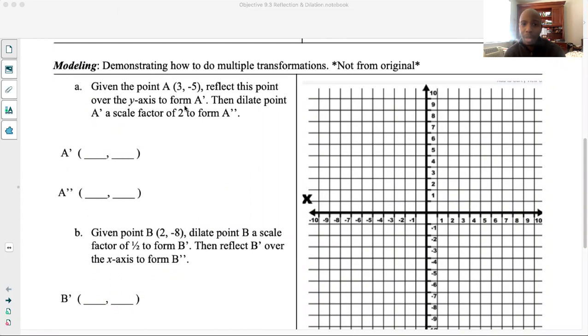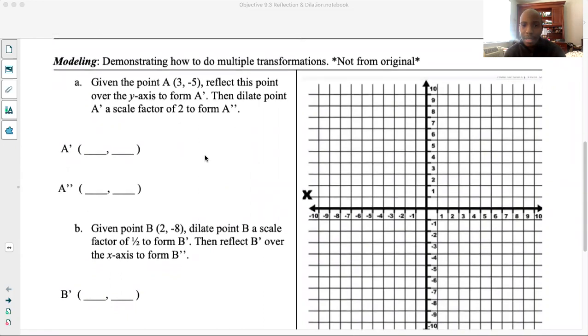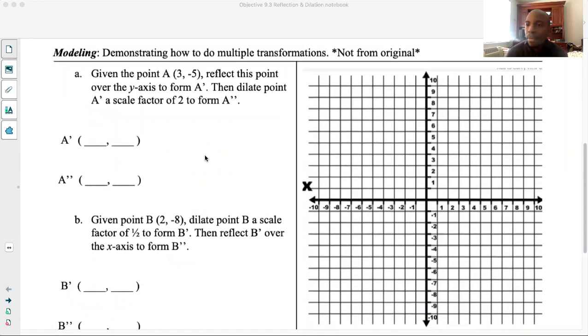And that's what you can see when I wrote actual modeling here, not from the original. We're going to go from A prime or B prime in these cases. I want you to practice taking one image and doing a double transformation to it, because that'll help you be able to actually do it, right? Actually perform it. Now, given the point A, we have 3, -5.